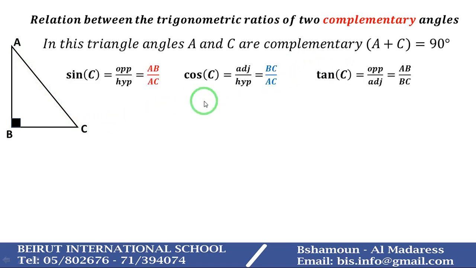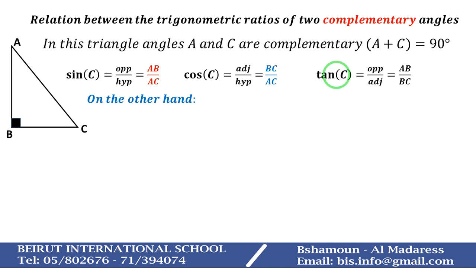The three trigonometric ratios of angle C, we'll start with sine C. Sine C equals opposite by hypotenuse, which is AB over AC. Cosine C is equal to the length of the adjacent side by the length of the hypotenuse, which is BC over AC. And tangent C is equal to opposite by adjacent, which is AB over BC.